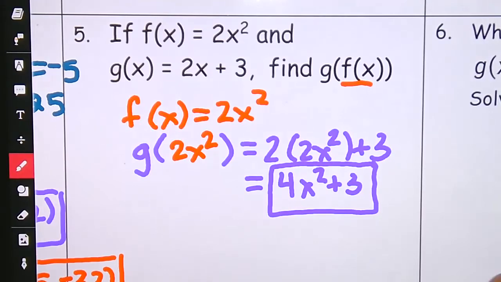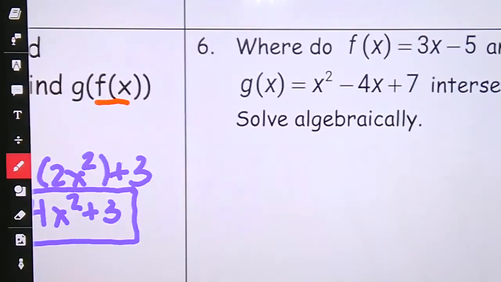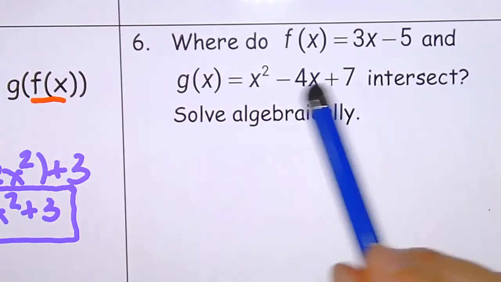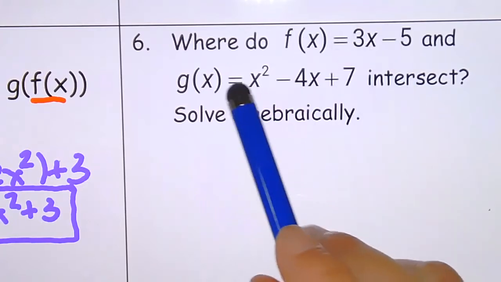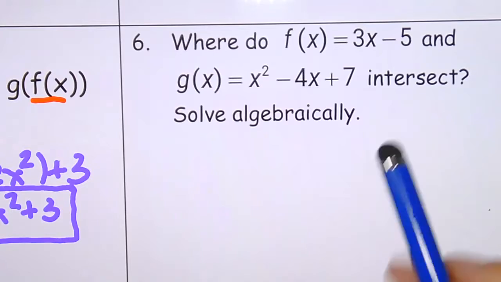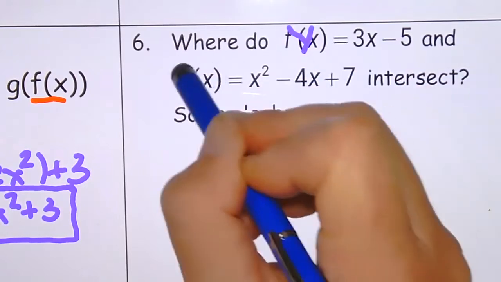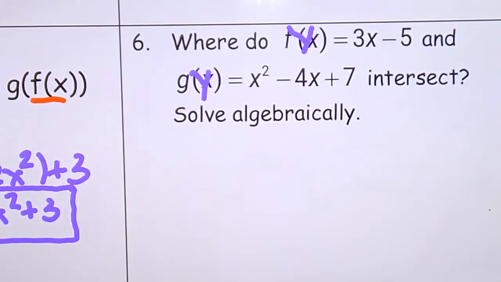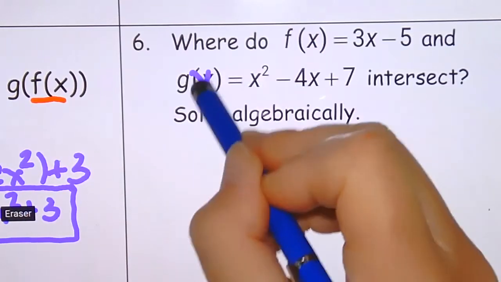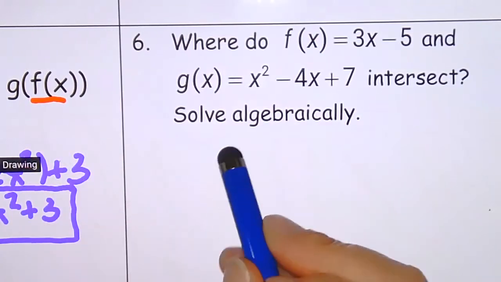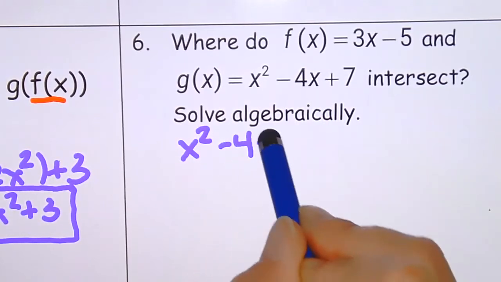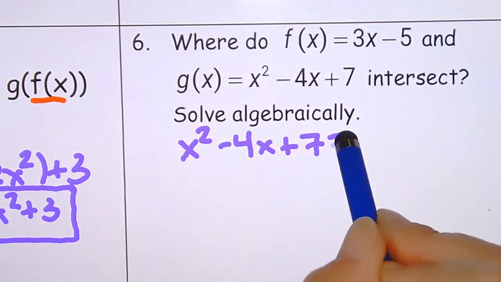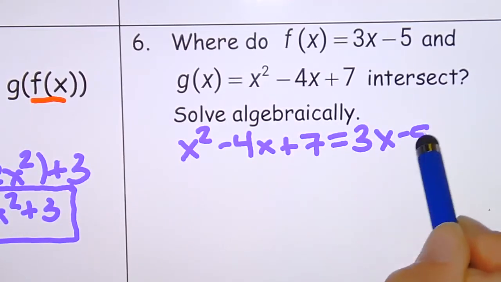Okay, number 6. On number 6, we want to know where these two graphs cross. We want to do this algebraically. So this is a line, and this is a parabola. Now remember, this f of x is really a y, and this is a y. So both of these are really y equals. So I can use equal values, okay? So what I'm going to do is I am going to set these equal to each other. So I want to know where x squared minus 4x plus 7 is the same as 3x minus 5, okay?